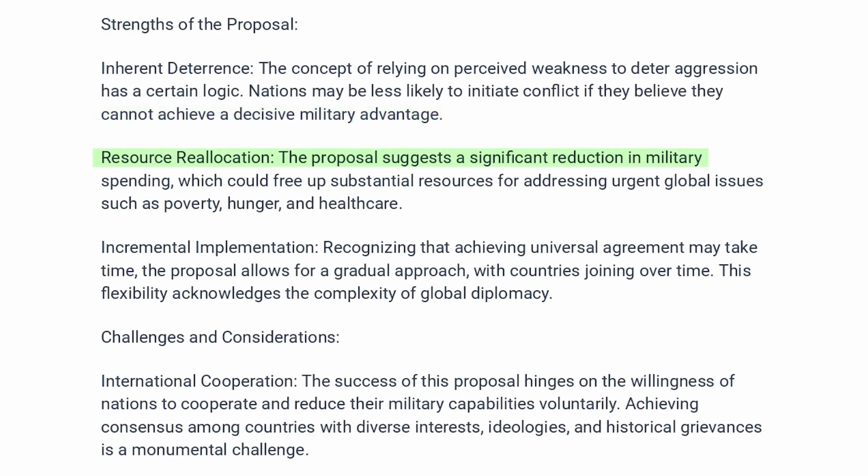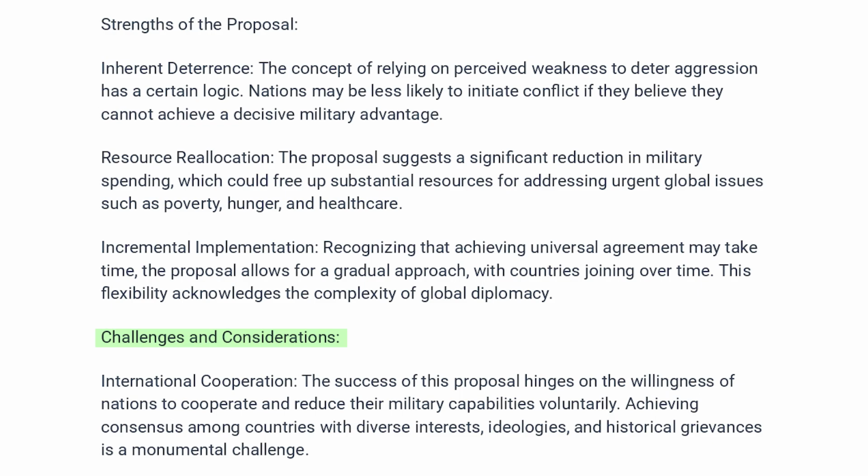Resource reallocation. The proposal suggests a significant reduction in military spending, which could free up substantial resources for addressing urgent global issues such as poverty, hunger, and healthcare. Incremental implementation. Recognizing that achieving universal agreement may take time, the proposal allows for a gradual approach, with countries joining over time. This flexibility acknowledges the complexity of global diplomacy.